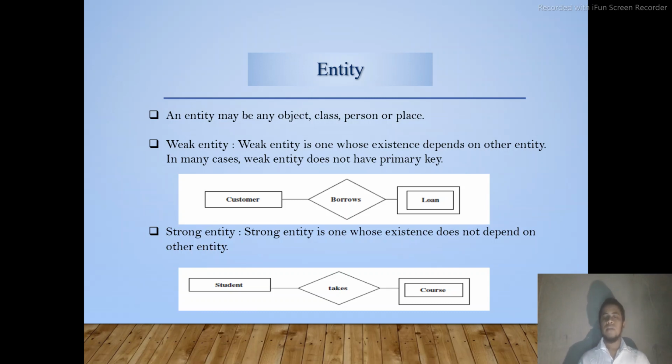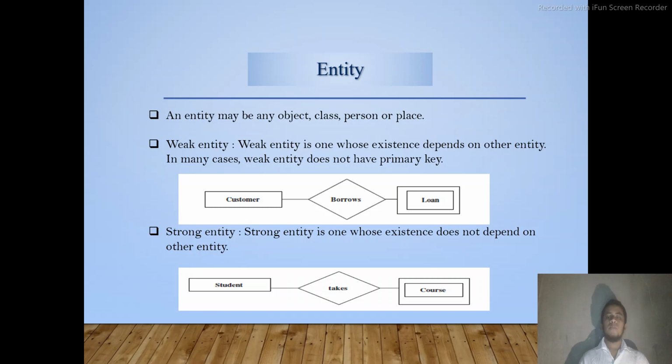We previously know that the entity is of two types. One is weak entity and the second one is strong entity. Basically, a weak entity is an entity that completely depends on another entity. In many cases, weak entities do not have primary keys. In the given slide, we can see a picture. In this picture, we can see customer borrows loan. It is not mandatory for all customers to borrow a loan.